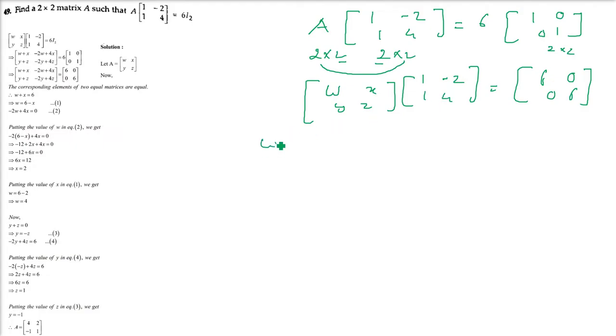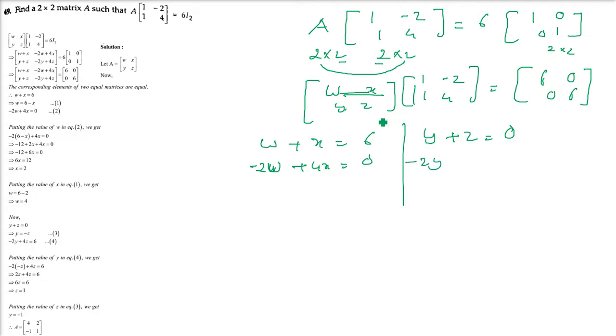W into 1 plus X into 1, that is equal to 6. And W into minus 2, that is minus 2W, and X into 4, so 4X. This is equal to 0. So second one is 0. Then we have Y into 6, 6Y plus Z is going to be 0. This is minus 2Y plus 4Z equals 6. Right?